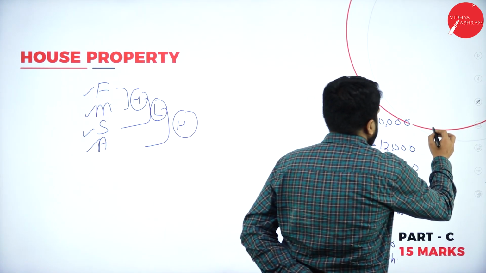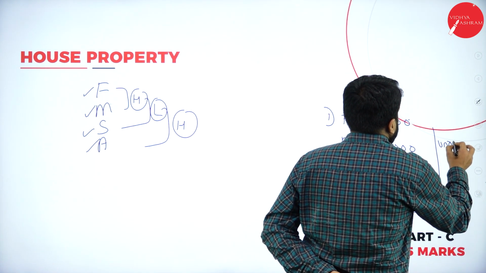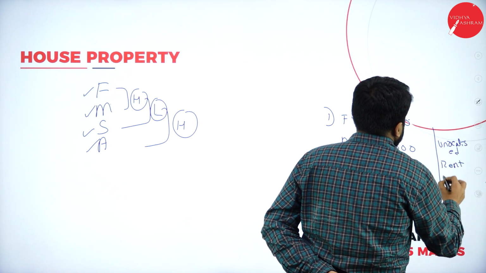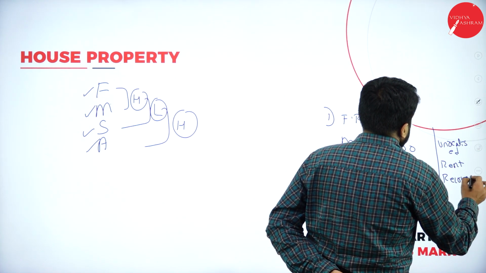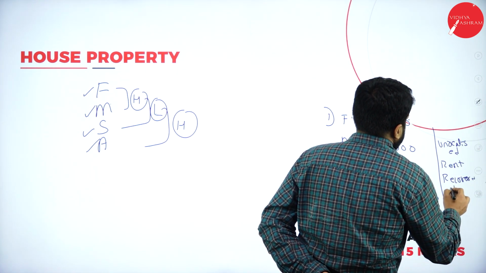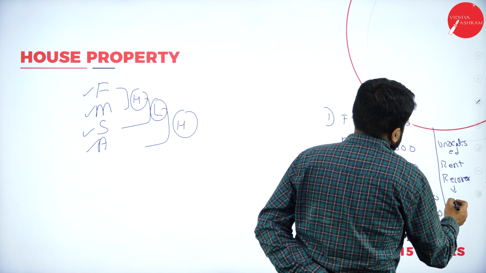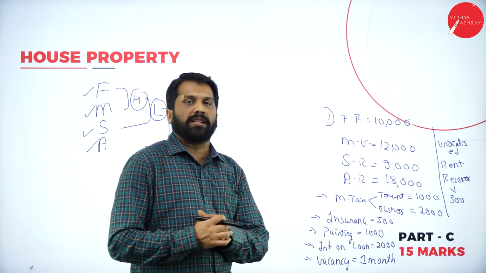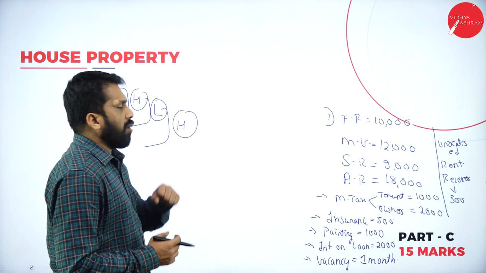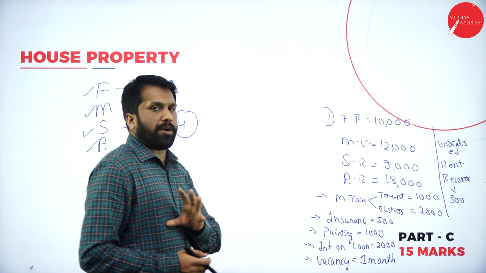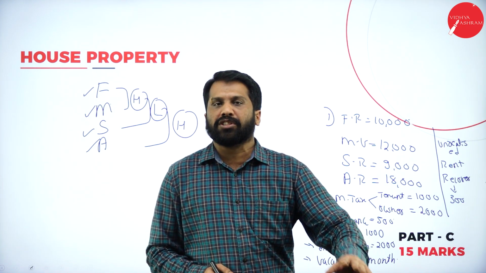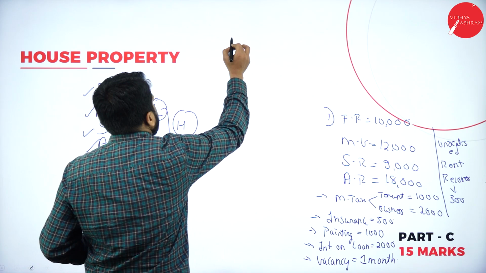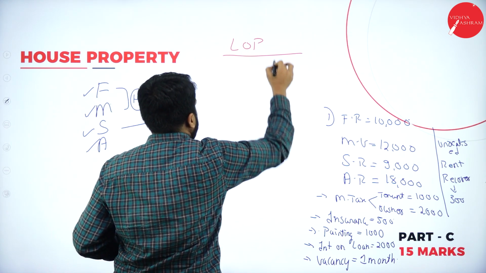And the last, one more adjustment they have given, unrealized rent recovered, 3,000. So these are the information we have till now, and now how do we go about it. If it is a self-occupied property, we don't do any calculation. Finally, we minus interest and it is over. If it is a let out property, just assume that.